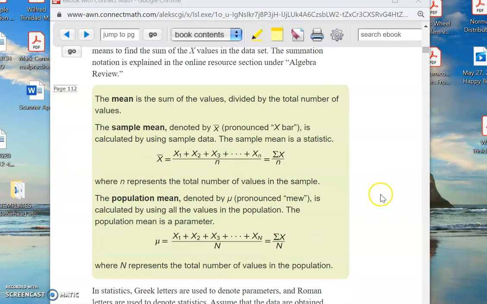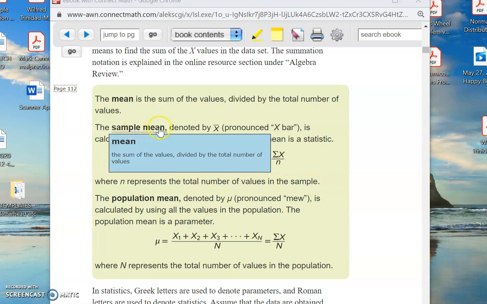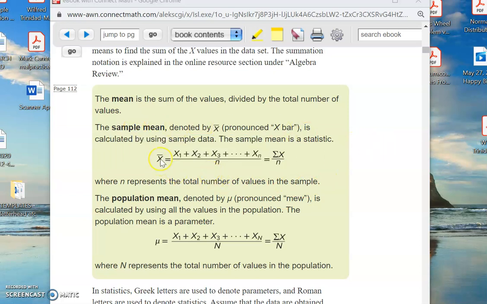Nomenclature is like language that you use for a particular purpose. The nomenclature, or the symbols, that we're going to use here: if we're talking about a sample, the sample mean, we're going to use X bar. If we're talking about the population mean, we're going to use this symbol here. This is a Greek symbol called mu.